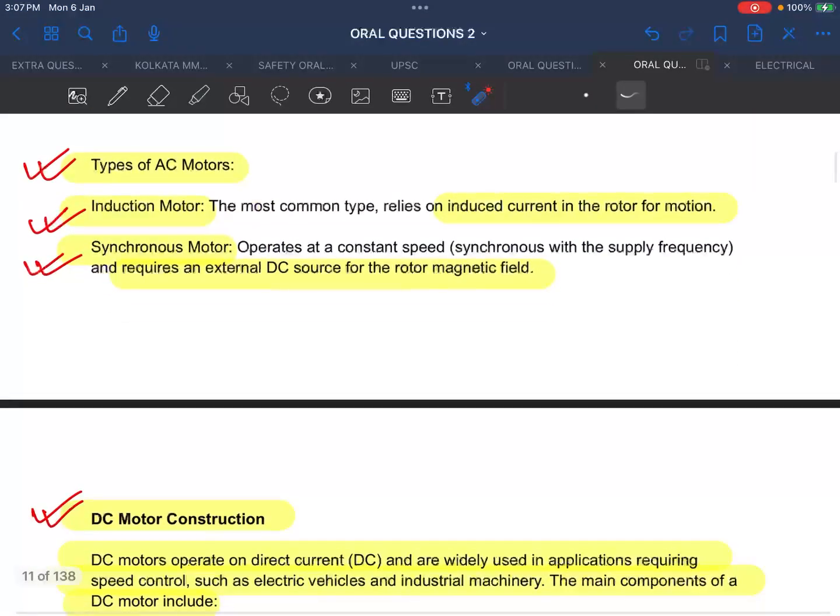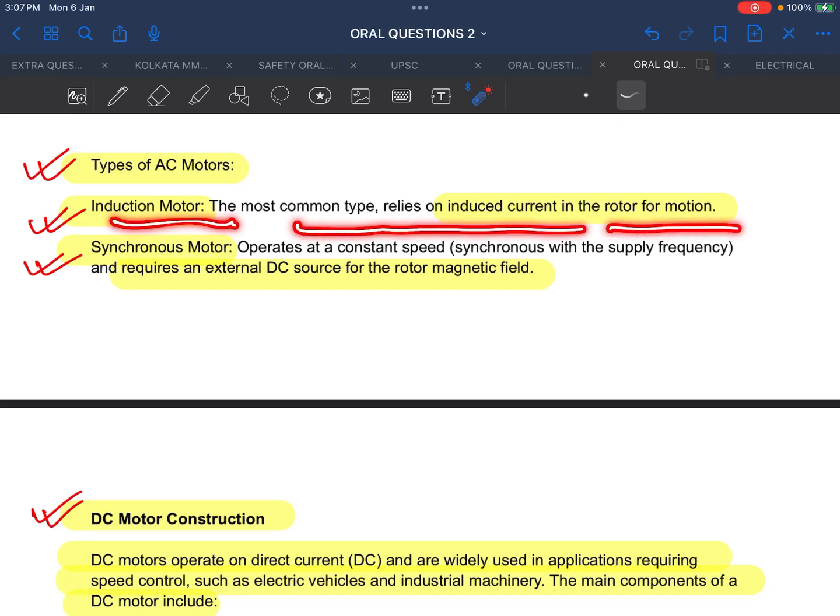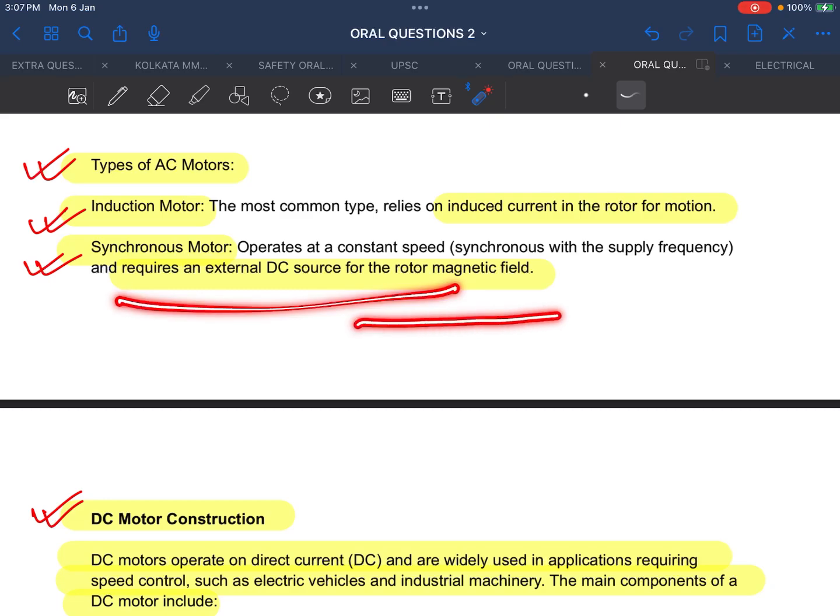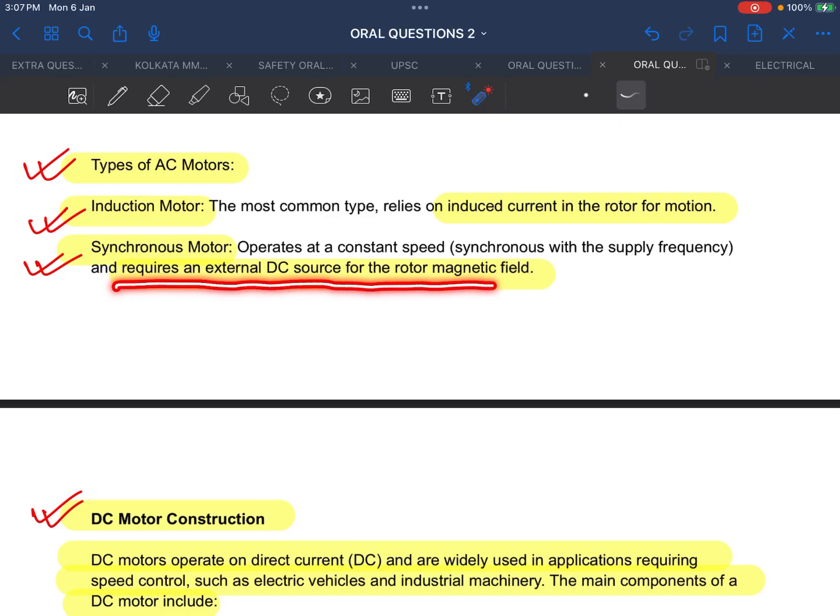As for the types of AC motors, there are the induction motor and the synchronous motor. In the induction motor, the rotor rotates with the help of the rotating magnetic field, but in the synchronous motor there is no relative motion between the rotor and the rotating magnetic field. We provide an external DC source for the rotor magnetic circuit. So you understand this. I will explain the synchronous motor and induction motor principles in detail later. Now I will not explain the working.